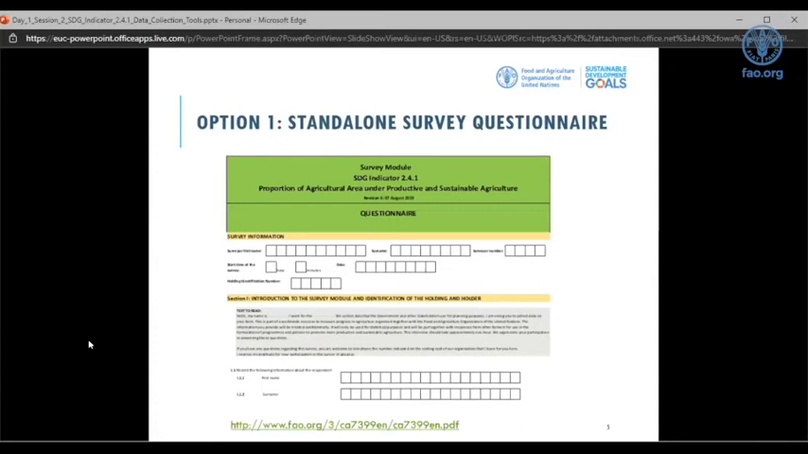Now, the updated version of this questionnaire, of course, is available on our website. I will show you the page as to where you can access this questionnaire. Now, mind you, one other important point: for data collection during the pilot exercise, this questionnaire was translated into local language by the Bangladesh Bureau of Statistics for them to be able to collect information from the respondents.